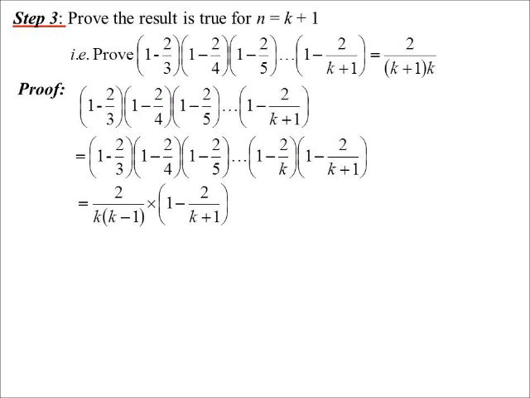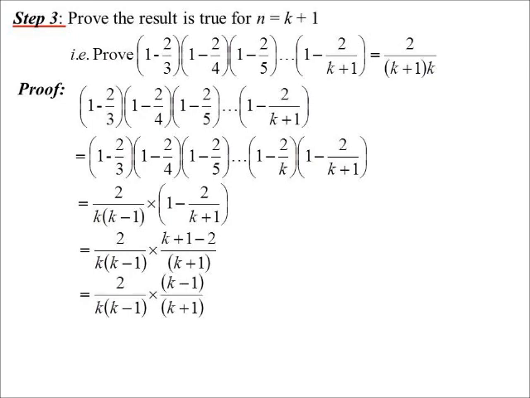Righto, we're trying to end up with an algebraic fraction, 2 on k plus 1. Let's turn this second one all into one fraction. Now the top of that becomes k plus 1 minus 2, which is k minus 1. And that drops out quite nicely. The k minus 1 cancels with the k minus 1. We get 2 on k plus 1.